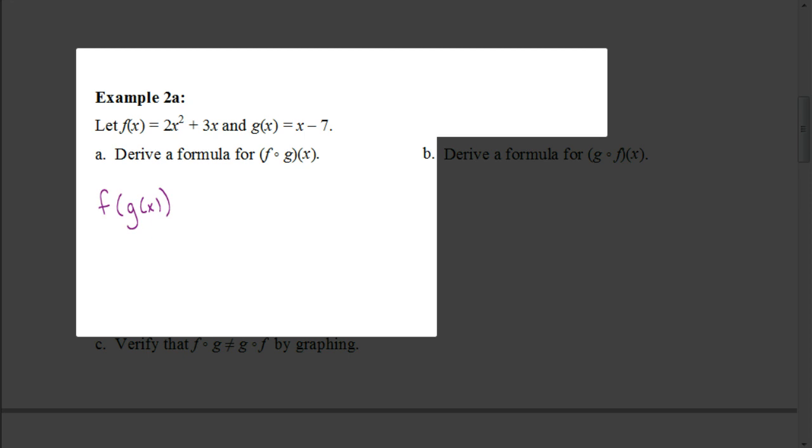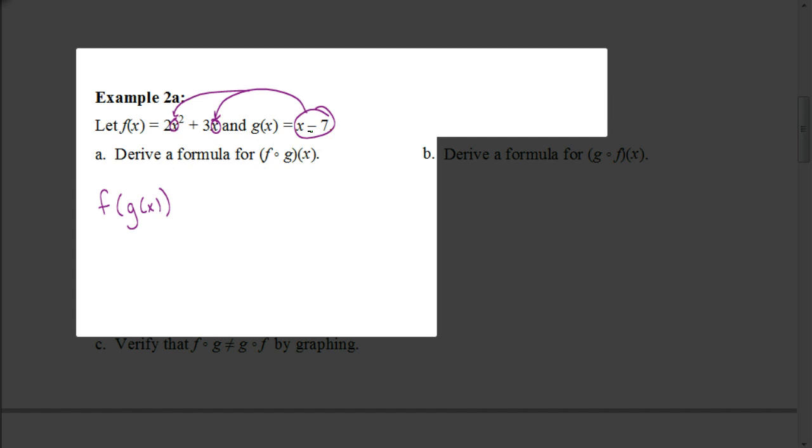So what we're going to do in this case is take function g, which is x minus 7, and replace every single x that we have in the function f with x minus 7. Now notice I said that we're replacing x with that other expression, x minus 7. So it's not going to be just 2x squared minus 7 plus 3x minus 7. You're not just putting in minus 7, you're replacing x with the whole expression x minus 7.